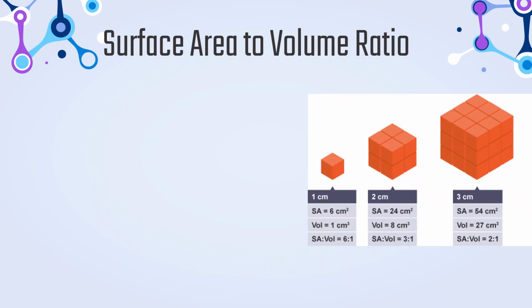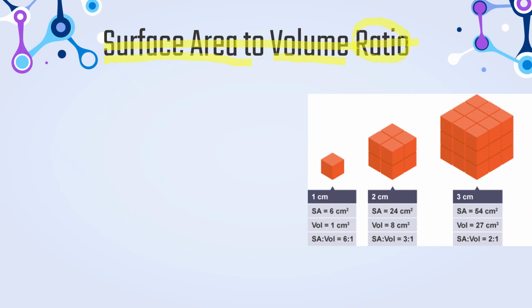So let's talk about surface area to volume ratio. Now this word is important. In the past, you always mentioned surface area, okay? But in biology, we need to talk about the whole concept. So it's not just about surface area alone, it is also about volume, and it is the ratio between these two.